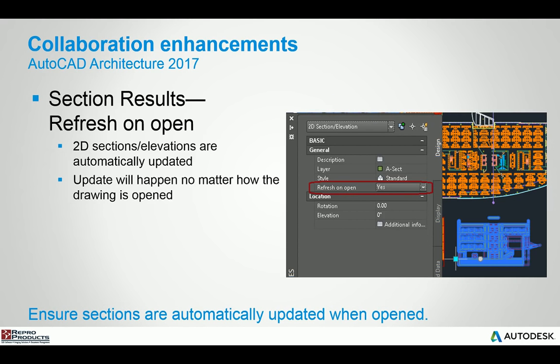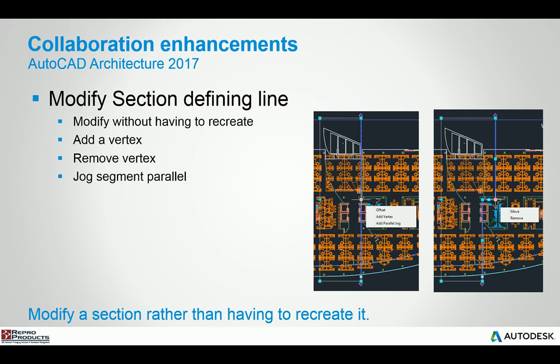When we look at the sections, you actually have an option now to choose Refresh on Open, and that basically means that anytime you open up that particular section or the file that section is in, the section will refresh itself automatically. And this is a nice feature because sometimes you might be working on the plan view and you forget to update the section. When you're working with the section and the actual annotation of that section, you can select that section line and you can actually start to use some of the contextual grips that are available and introduce things such as offsetting it, adding a vertex, adding a parallel jog, or moving it or removing the actual grip.